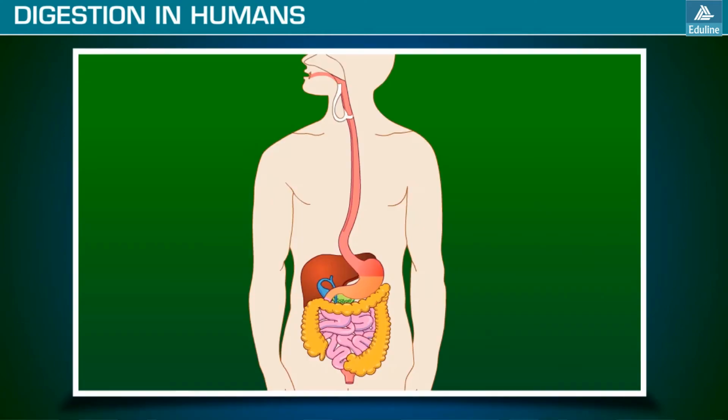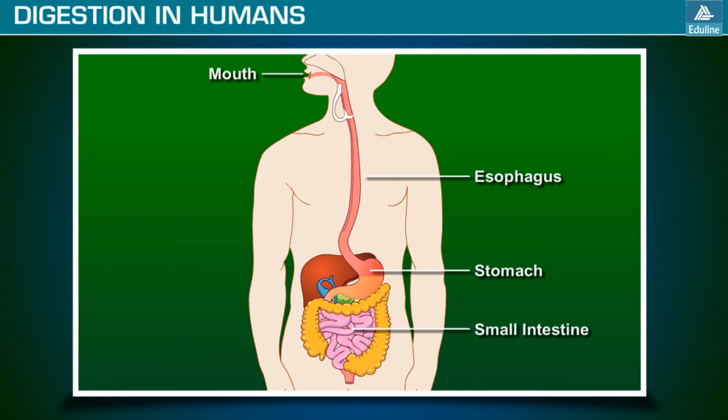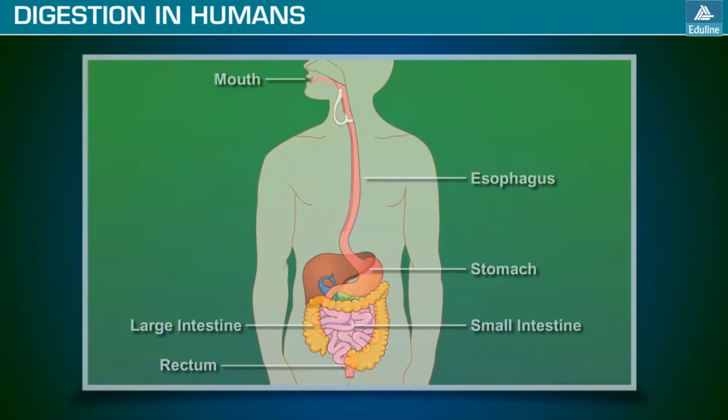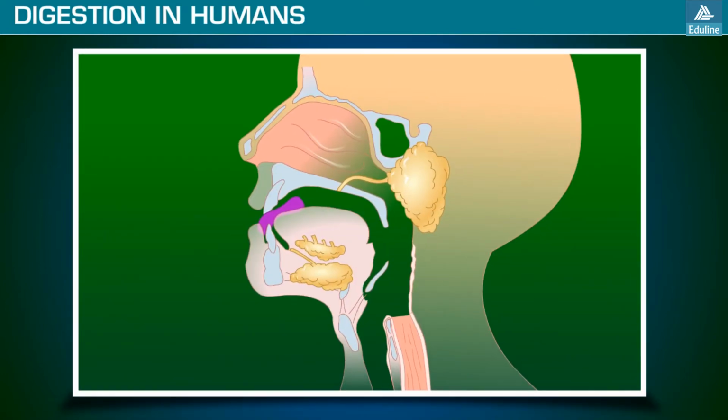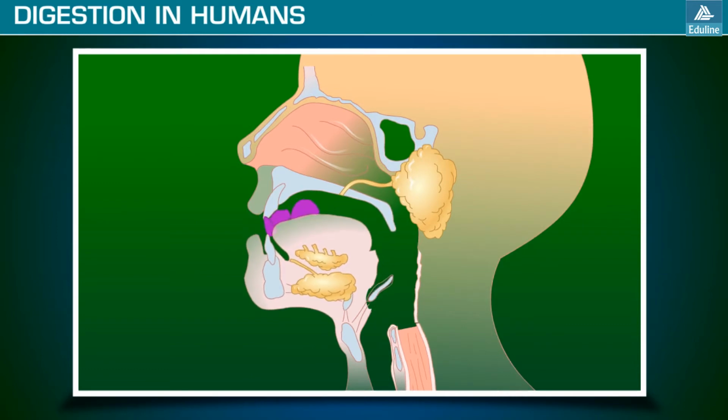Digestion in humans. The digestive system of humans is well developed. It consists of the gut or alimentary canal along with many associated digestive glands. The alimentary canal is divided into mouth, esophagus, stomach, small intestine, large intestine, and rectum. The mouth and the buccal cavity. Food is ingested through the mouth.